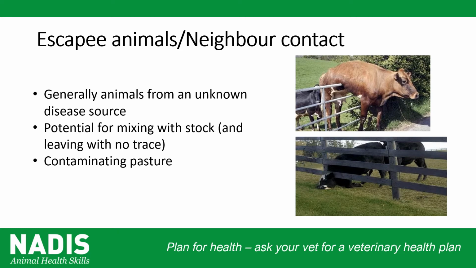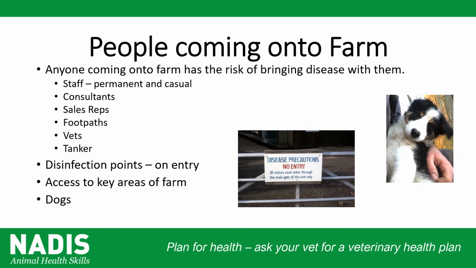And so that means plenty of decent fencing and a 3-metre gap on your fences to make sure there's no nose-to-nose contact. And where possible, cattle aren't grazed in fields next to neighbouring cattle. So we'll also cover people coming onto the farm.